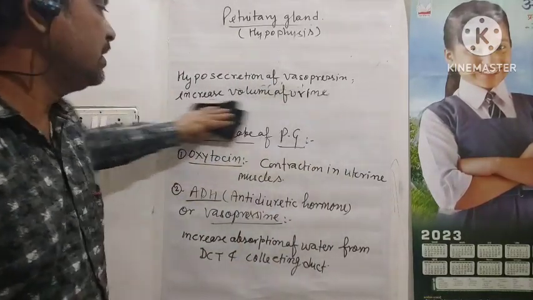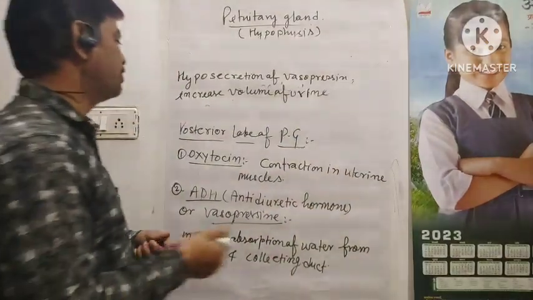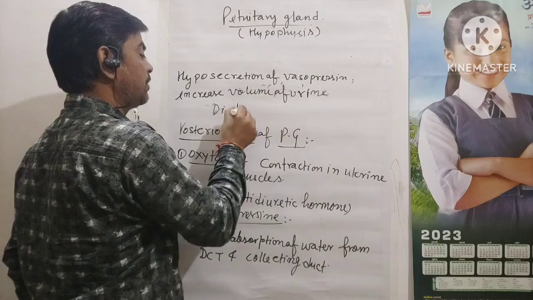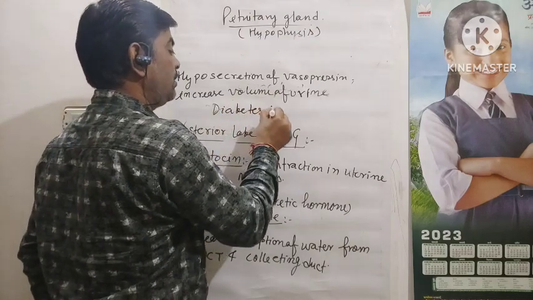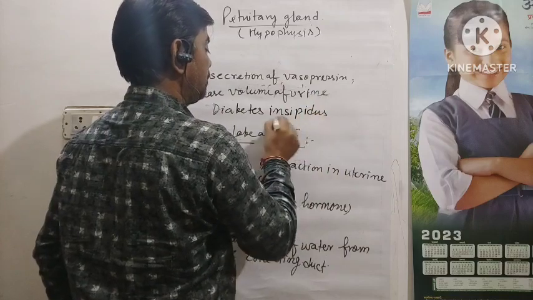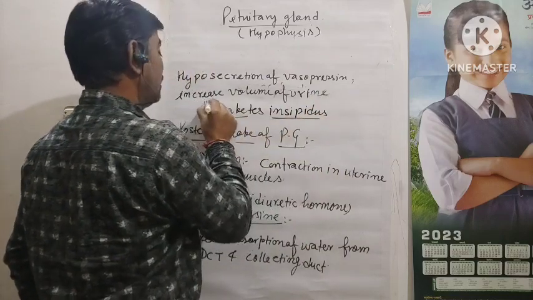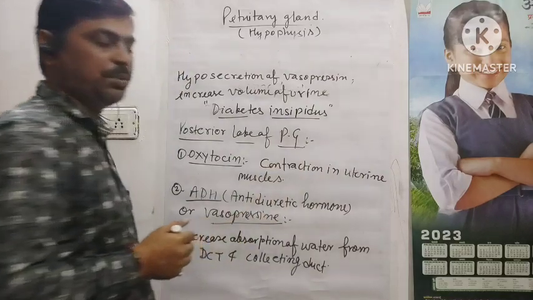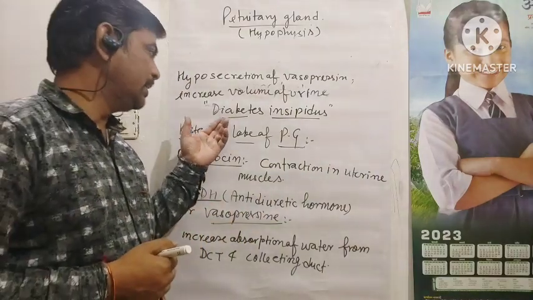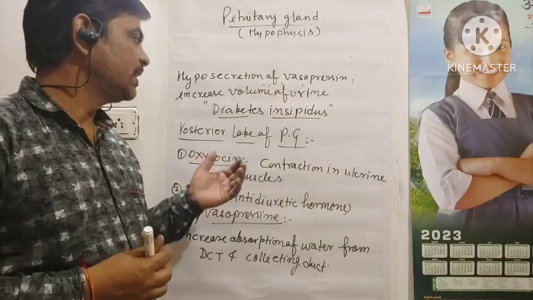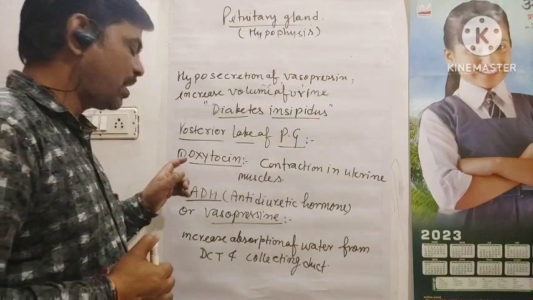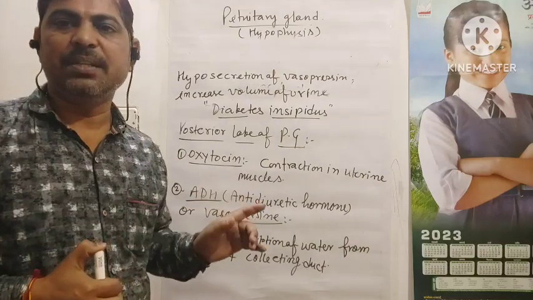Excess water is released in the urine, that is hypotonic urine. Diabetes insipidus is different from diabetes mellitus, because in diabetes mellitus the glucose is passed out through the urine, while in diabetes insipidus an excess amount of water passes through the urine because of hyposecretion of vasopressin hormone.